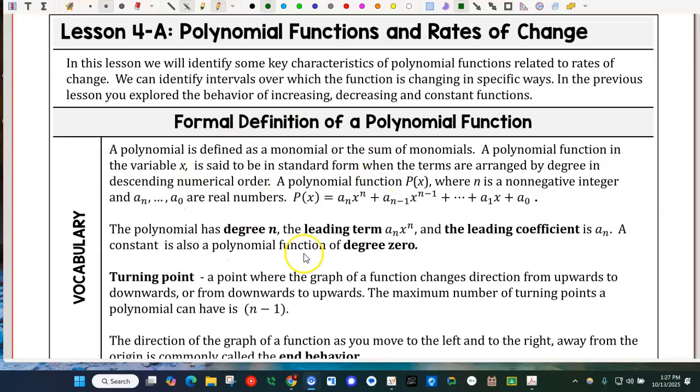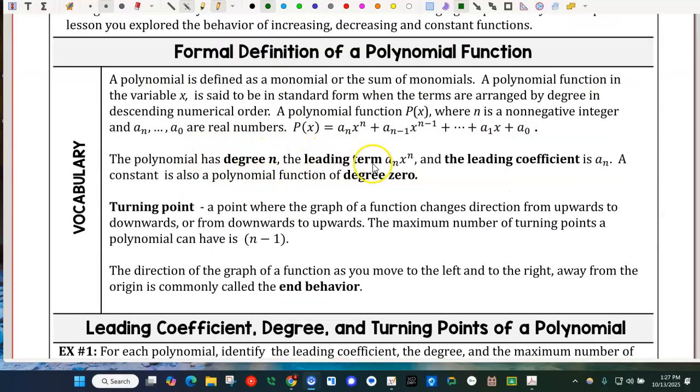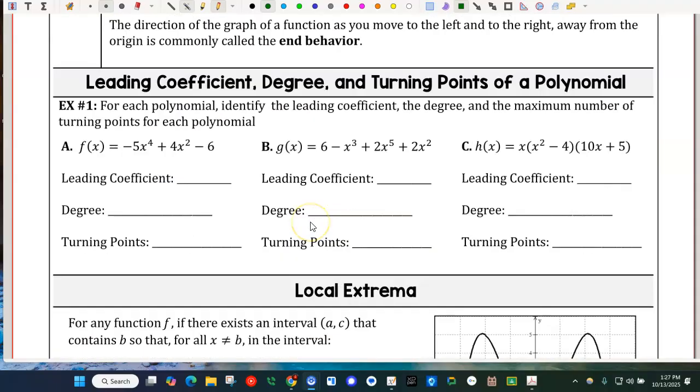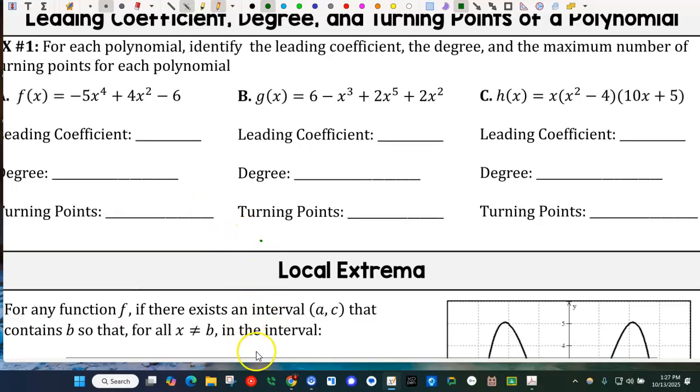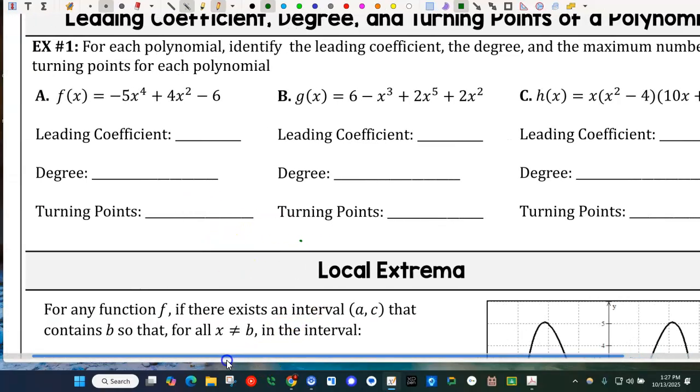So there's a lot of information here that talks about the degree, leading term, leading coefficient, and what all these are. So I'm going to talk about those piece by piece as we go through. So let's see. Get that a little bit bigger. There we go. So starting here, right?